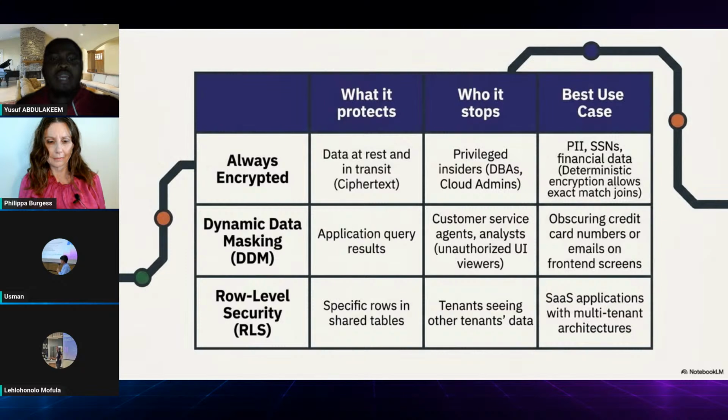Then the dynamic data masking. What does it protect? It protects your application query results, and it serves your customer service agents and analysts, that is unauthorized UI viewers. It is used for obscuring credit card numbers or emails on front-end screens. Then the row level security protects specific rows in shared tables. It stops tenants from seeing other tenants' data. And the best use case is for software as a service applications with multi-tenant architecture.